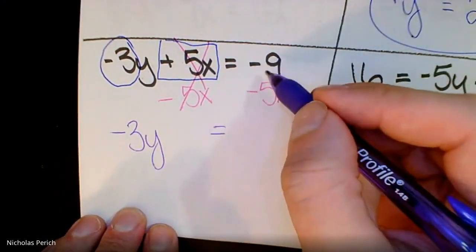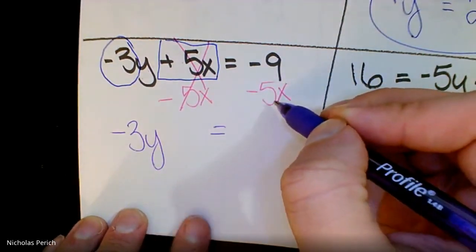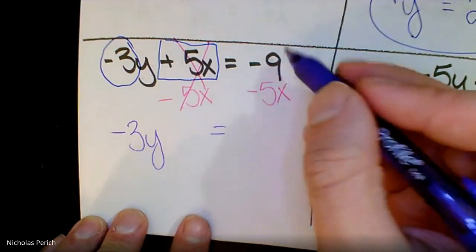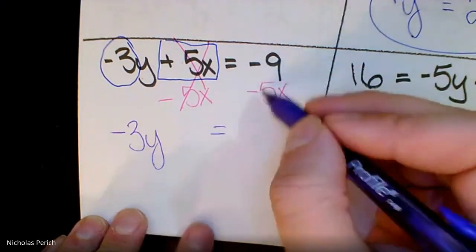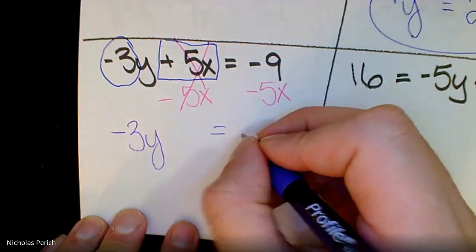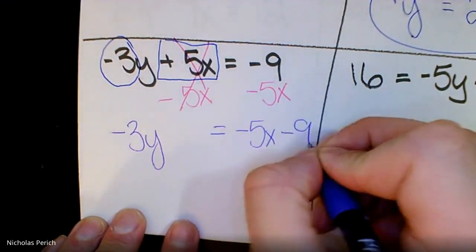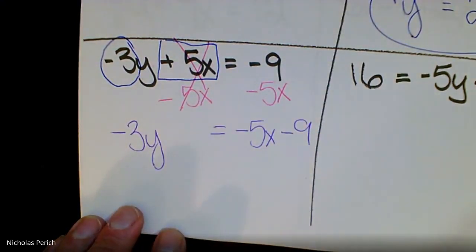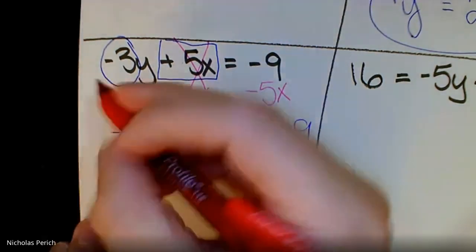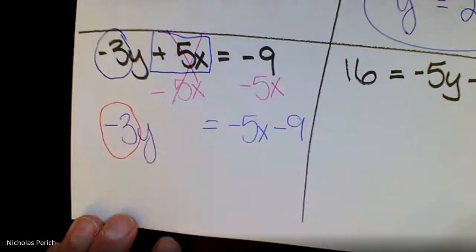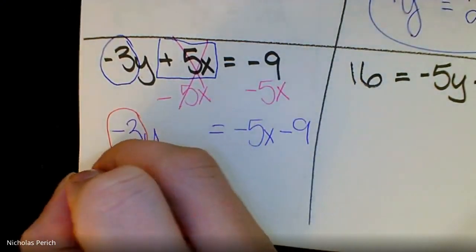Do -9 and -5x combine? No, because you have a variable and you don't. I'm going to always write out my thing with the x first. So minus 5x first, minus 9. Is y all by itself now? No. -3 is still attached. How do I get rid of the -3 that's still attached?